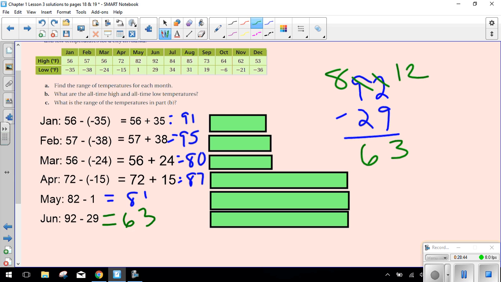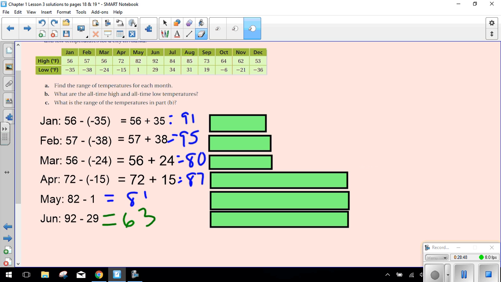So what I'd like for you to do at this point is, if you had any trouble with this part of the assignment, this is all part A. I know it's a lot of work, but that's only answering part A. Try to finish July through December on your own, and then come back and check the solutions, and then we'll finish B and C together. All right, so here are the rest of the answers.